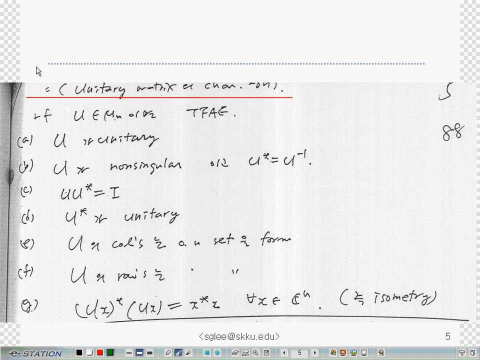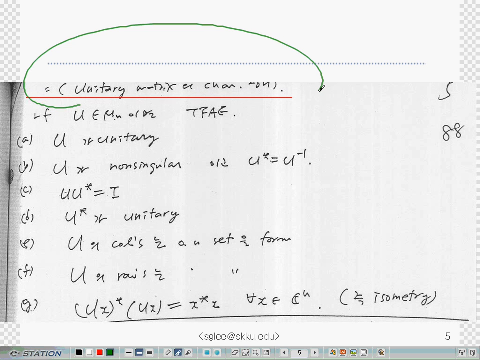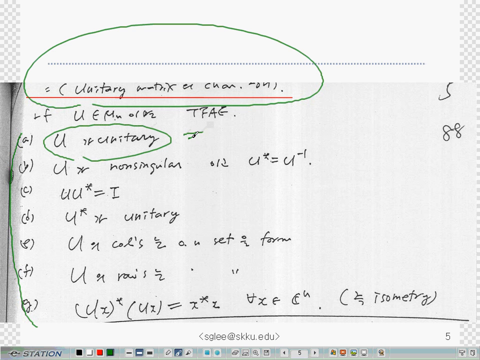Okay. This is the main theorem for the unitary matrix. This gives the full characterization of the unitary matrix. They are all equivalent. If you use unitary, we know the definition is U star U is equal to identity. Then we can show U U star is equal to identity.